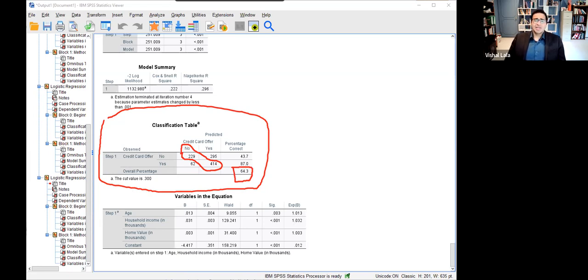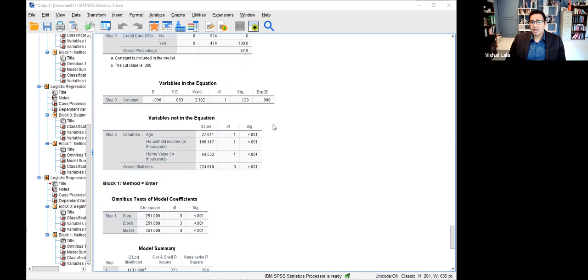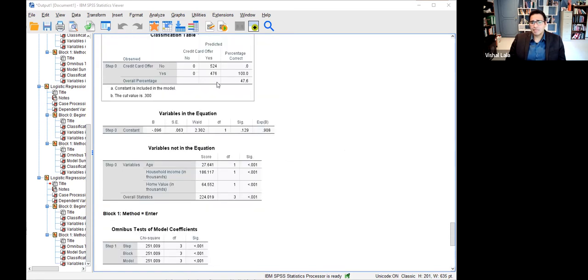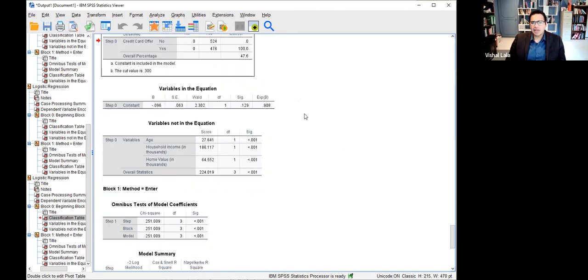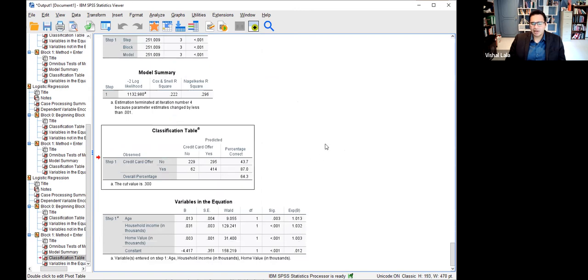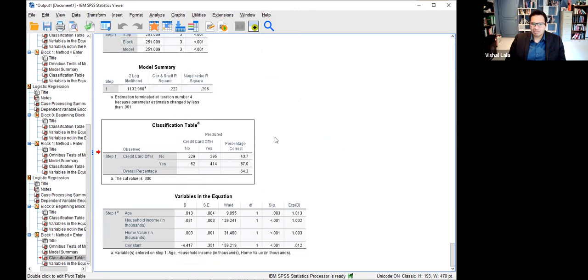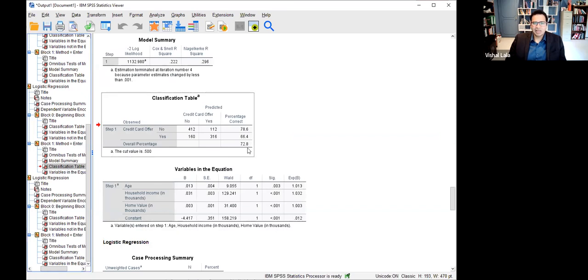Now, 64.3% is hard to judge whether it's good or bad. Let's look at our baseline. Our baseline here is 47.6%, using that cut value. So compared to our baseline, you'd say we're doing better than our baseline. But we do know that from our previous model, our classification table there yielded us a 72.8%.